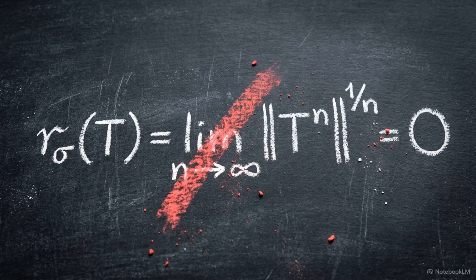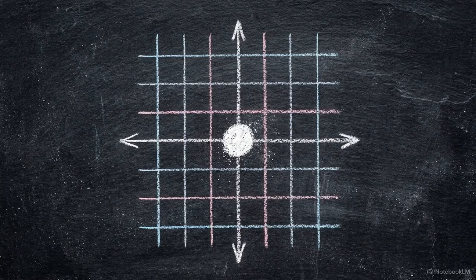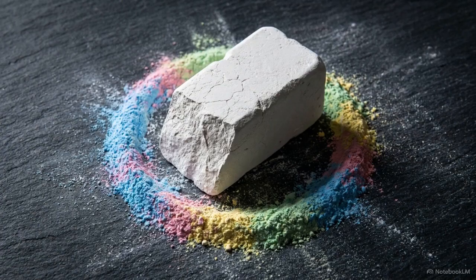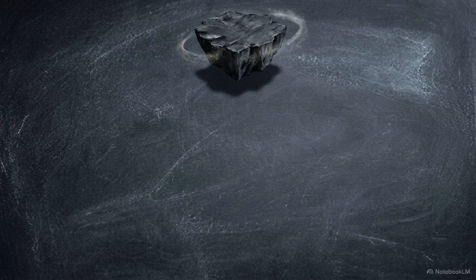A nilpotent operator is defined by a strict condition. After a certain number of iterations, m, the operator becomes exactly 0. T to the m equals 0. When we insert a nilpotent operator into Gelfand's formula, the series truncates at m. Therefore, the limit as n goes to infinity is perfectly 0. For a nilpotent operator, the spectral radius evaluates to 0, which forces the entire spectrum to exist as a single point at the origin.